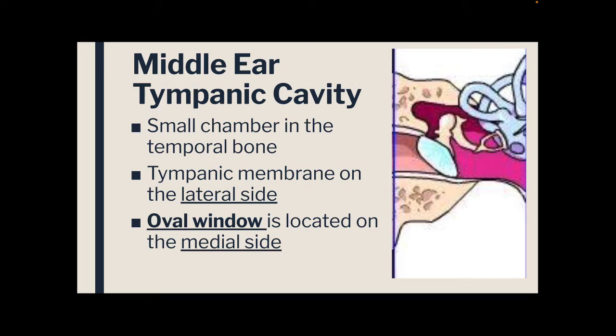So then we're moving on to our middle ear, which is your tympanic cavity. It starts at your tympanic membrane. Your tympanic cavity is a small chamber in the temporal bone of the skull. On the lateral side is the tympanic membrane, versus on the medial side, it's going to be something called an oval window. So remember, your tympanic membrane is your eardrum. It's going to be more on the lateral side, which is on the outside. And then your oval window is going to be more toward the middle part of your body.